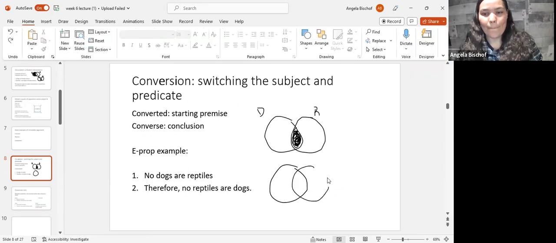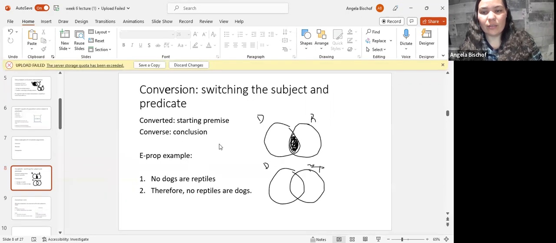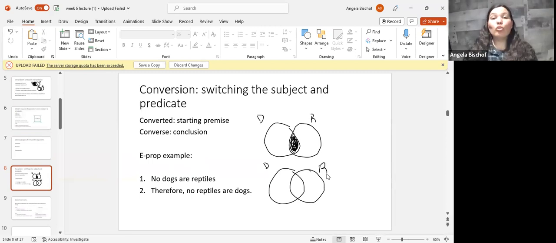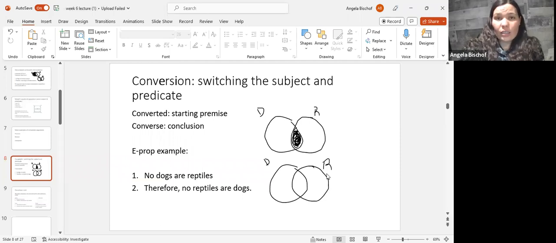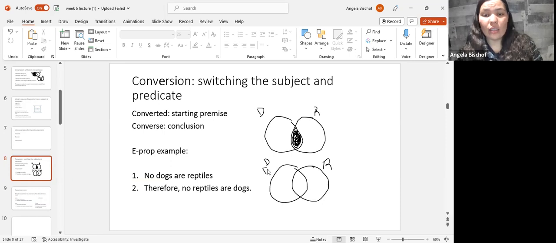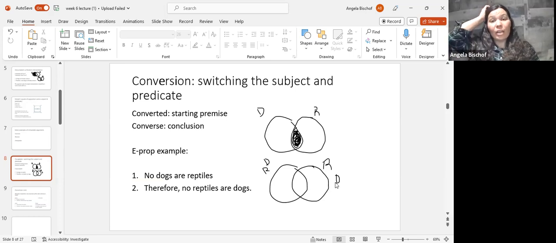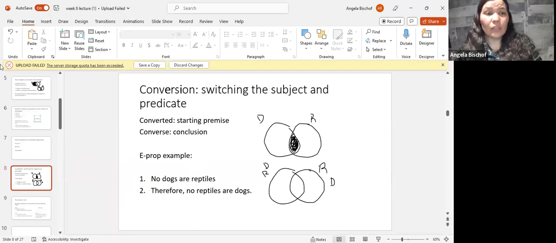Right again. All right. Venn diagram, dog, reptile. Super important. When you're drawing these arguments, if you put dog on the left-hand side and reptile on the right-hand side for your premise, you have to keep the same for your conclusion. So you can't put an R on this side and a D on this side. That's going to give you a diagram that's not going to reflect the actual validity or invalidity of the argument. So don't do that.